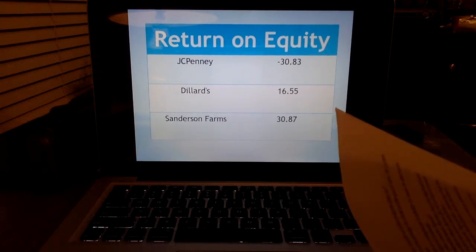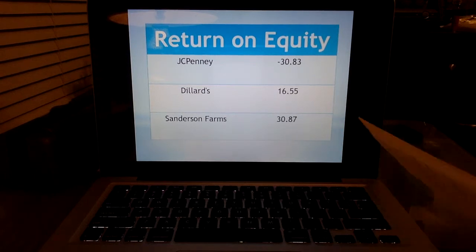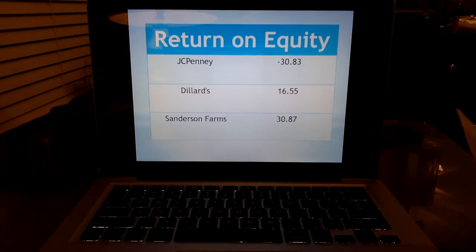Return on equity tells us how much profit a company generates with the money that shareholders have invested in their company. As you can see, JCPenney's is in the negatives, so they aren't producing a return for their shareholders. Sanderson Farms and Dillard's are in the positives, but Sanderson Farms has a higher return.